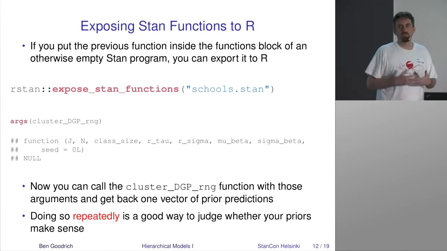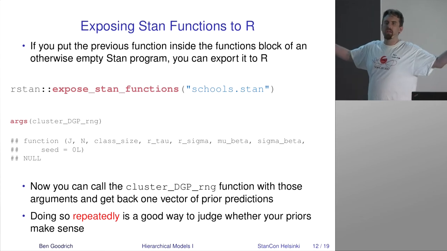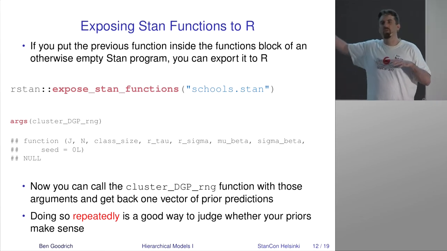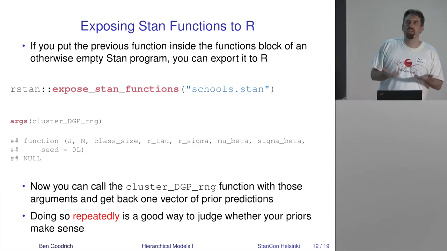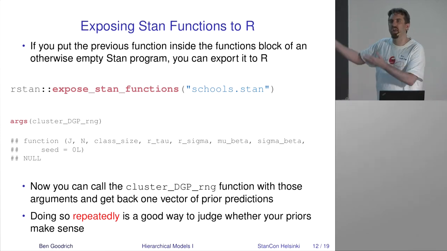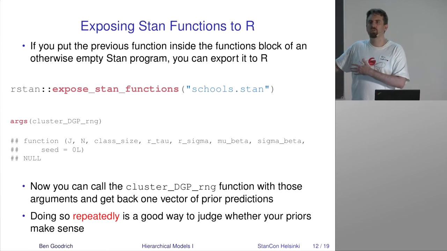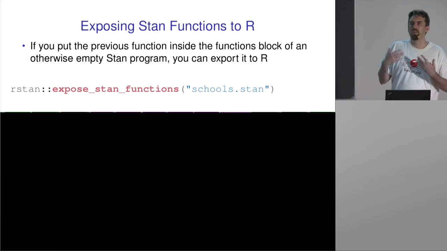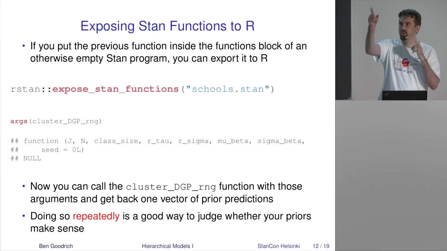So a lot of times when you do this, you find that your predictions are just way too wide to make sense, in which case you need to be using probably tighter priors in order to get something that seems more reasonable. But you can do all of this by defining functions in the functions block of a Stan program, exposing them to R, and drawing from the distribution. Question?